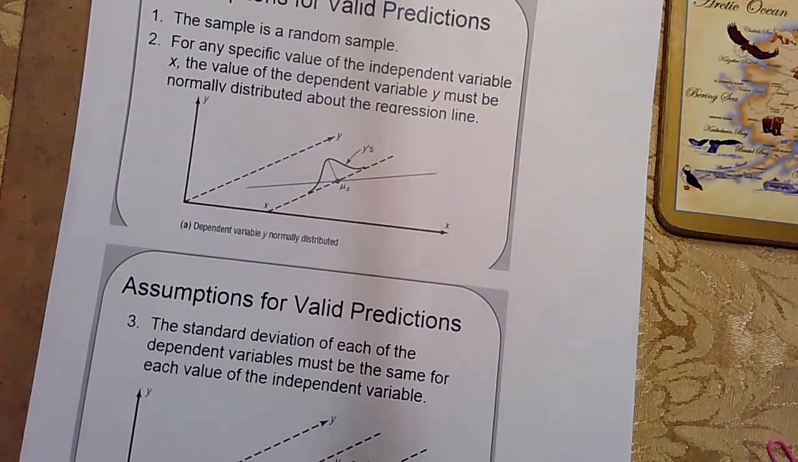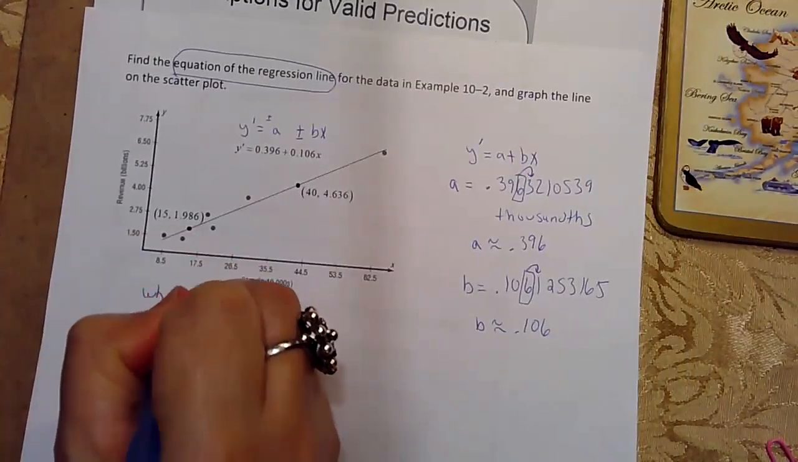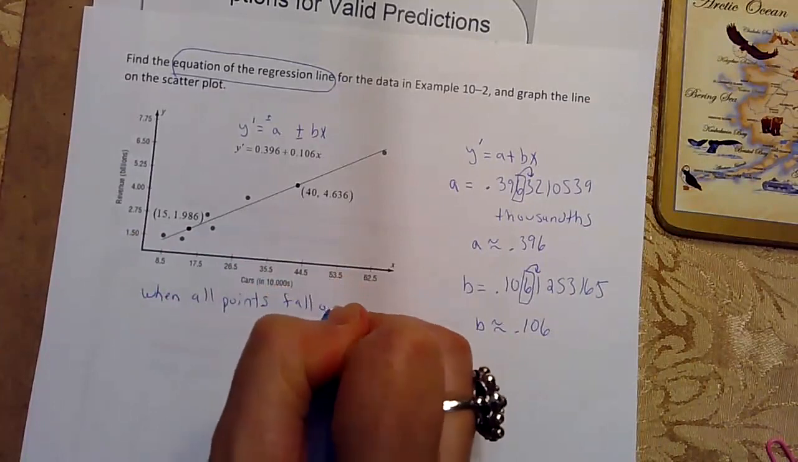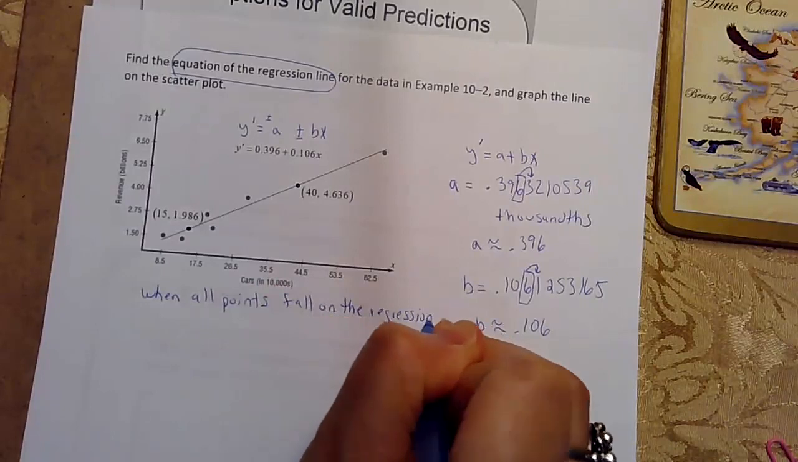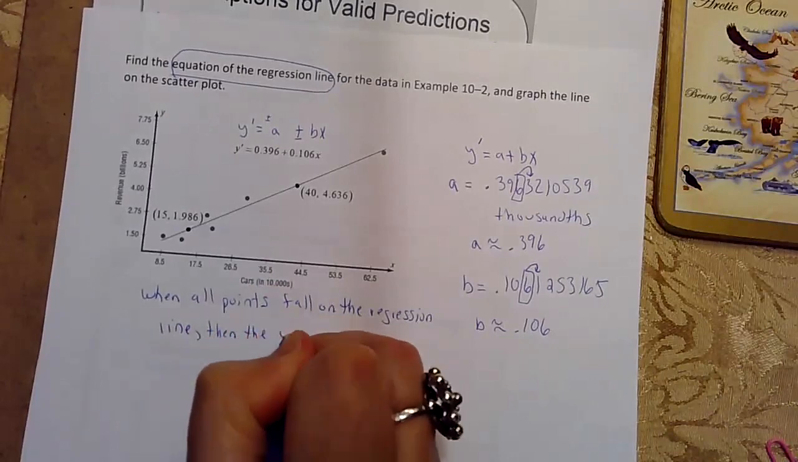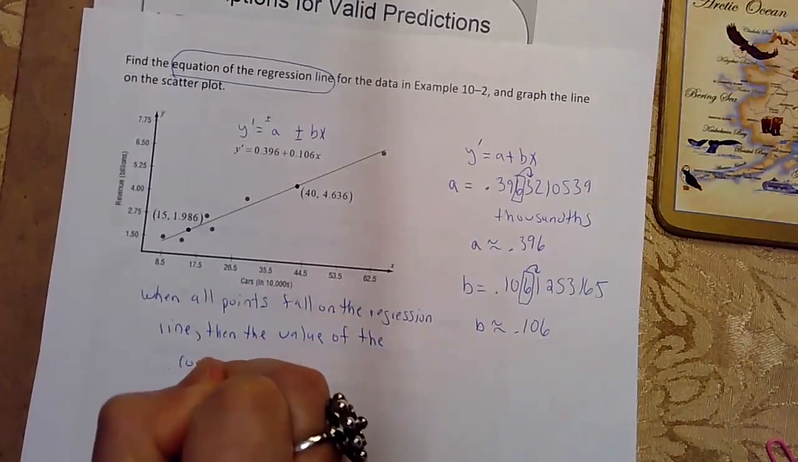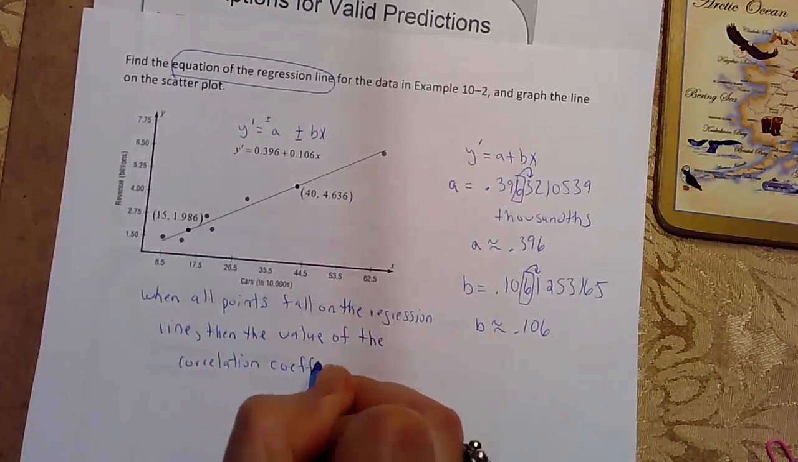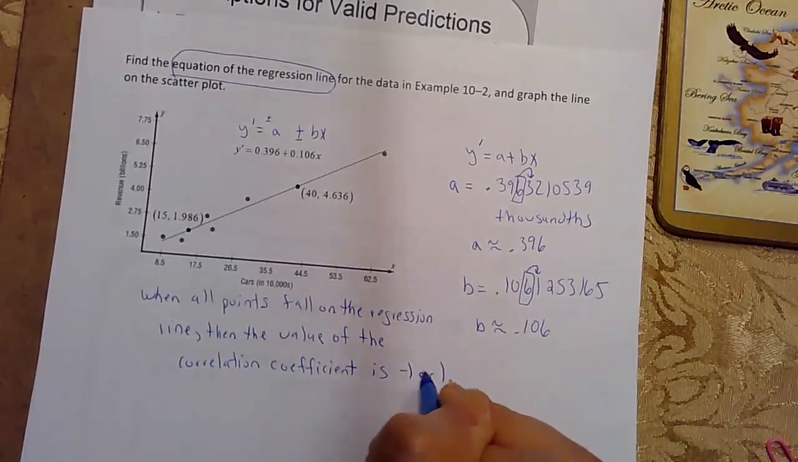I did have a comment here that says, when all points fall on the regression line, then the value of the correlation coefficient is -1 or 1.